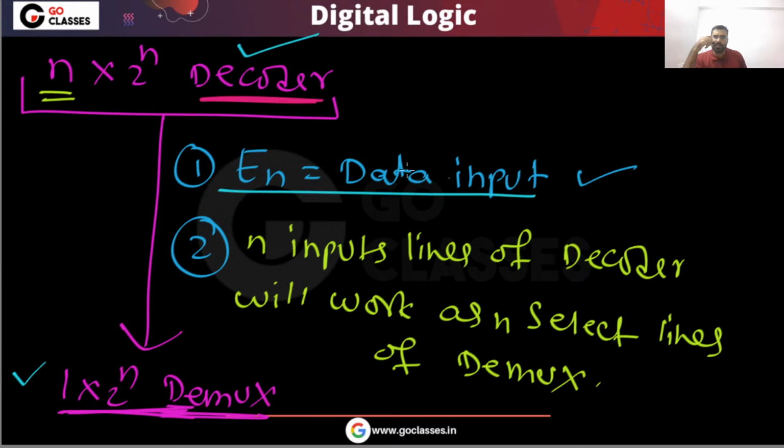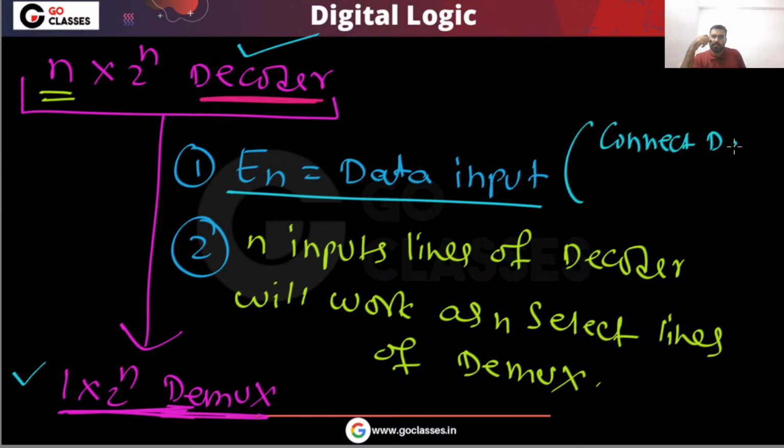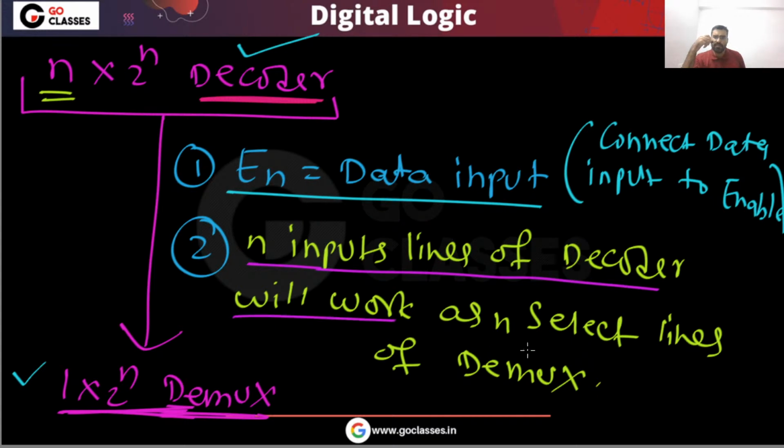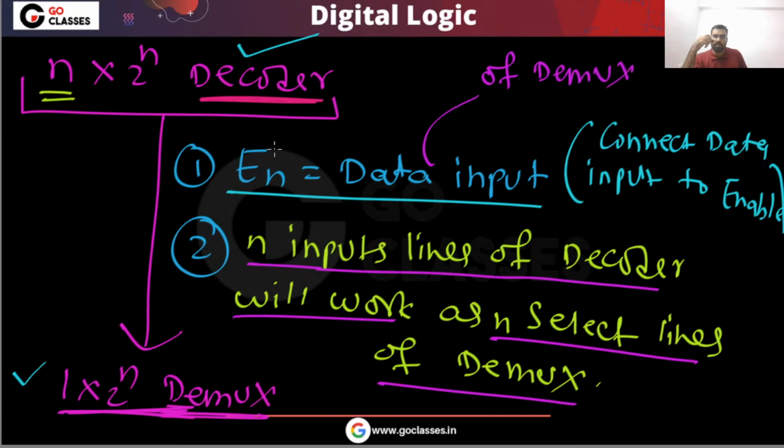What you do? This enable will work as the data input. Basically, the data input will be connected to the enable. You connect the data input to the enable. And the n input lines of the decoder will work as the select lines of the demultiplexer. So this is quite simple. Connect the data input of the DeMux to the enable of the decoder.